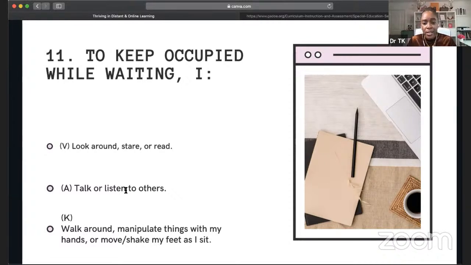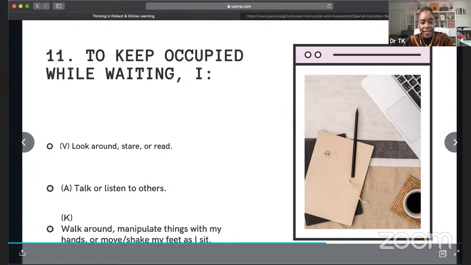So K is walk around. To stay occupied, this person may have to walk around, manipulate things with their hands, like maybe a stress ball or something. And they may have to like just feel, okay? So they may even shake their foot when they sit down because maybe you tired of sitting in one space.